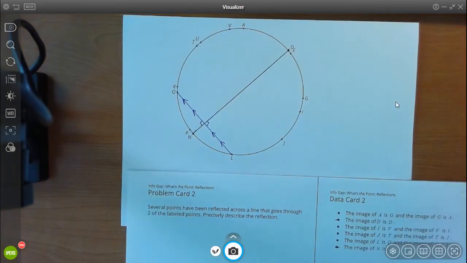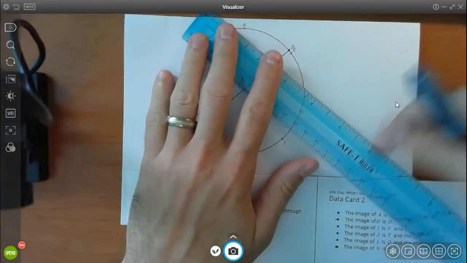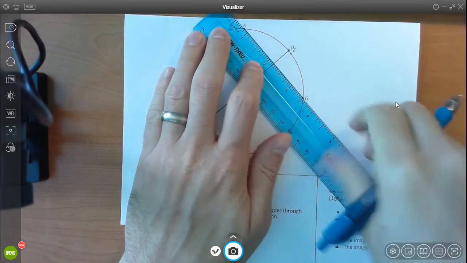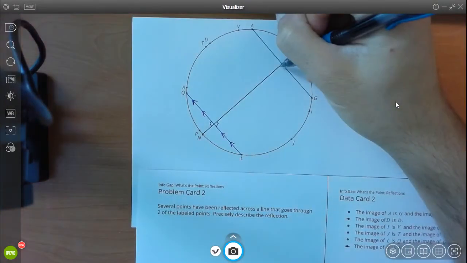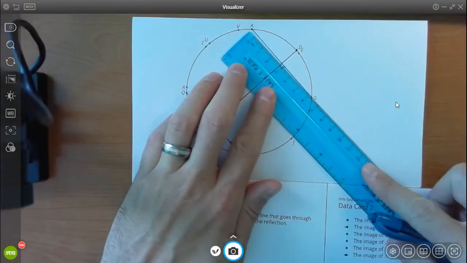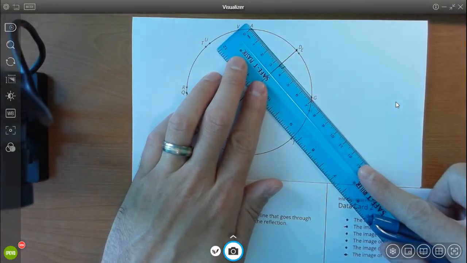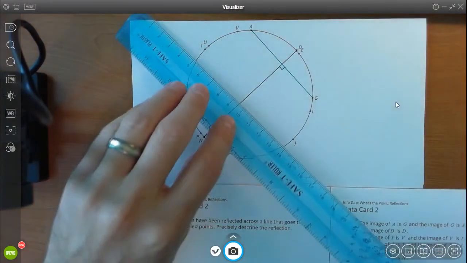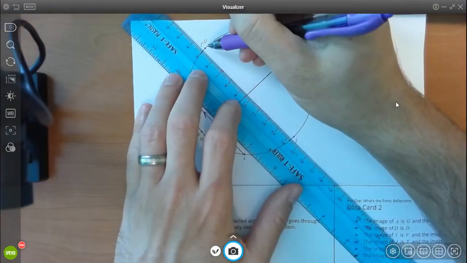Let's go back to the top, maybe A and G. If we do A and G and we connect them, we can see that it looks like it's doing the same thing. That looks like a 90-degree angle to me. And if we measure the two segments, we have 3.5 centimeters, and we also have 3.5 centimeters there as well. And just to wrap it up, we can do that with one more pair of points. We'll use one in the middle here. The image of J right here is going to be reflected to T, and so we can connect the image and pre-image.